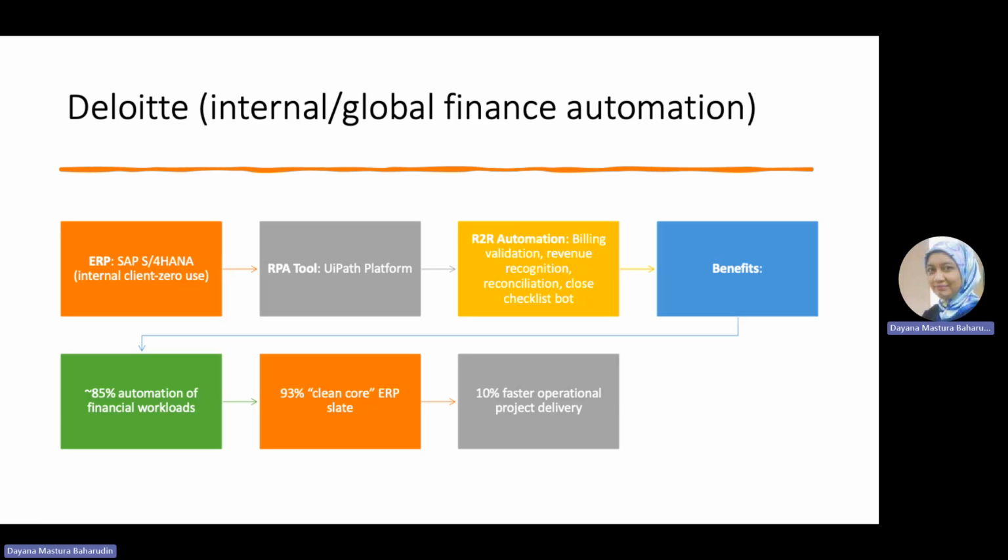Deloitte, okay, so we have Deloitte Internal Global Finance Automation. Wow, they're using the latest one, SAP S/4HANA. And then the RPA tool is UiPath, the most common one. R2R automation: billing, validation, revenue recognition, reconciliation, close checklist bot. Benefits: 85% automation of financial workloads, 90% to 93% clean core ERP slate, and finally 10% faster operational project delivery.